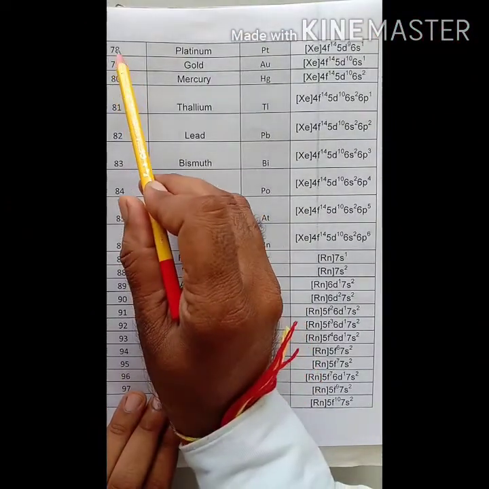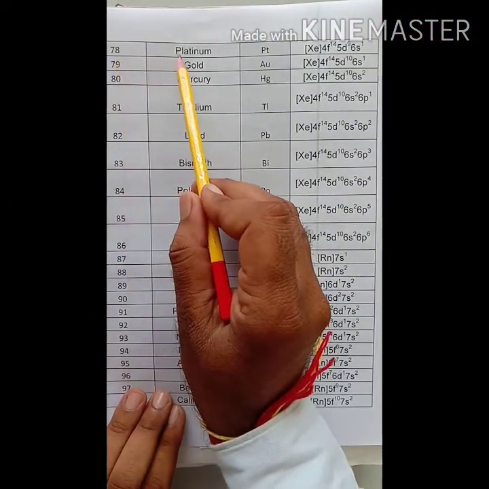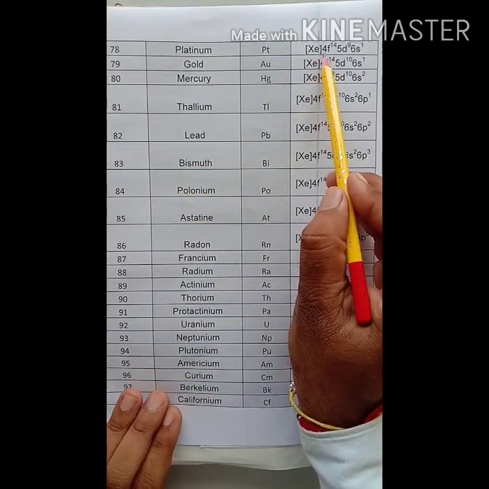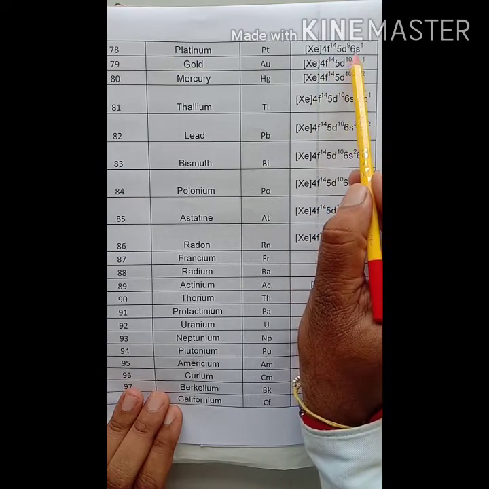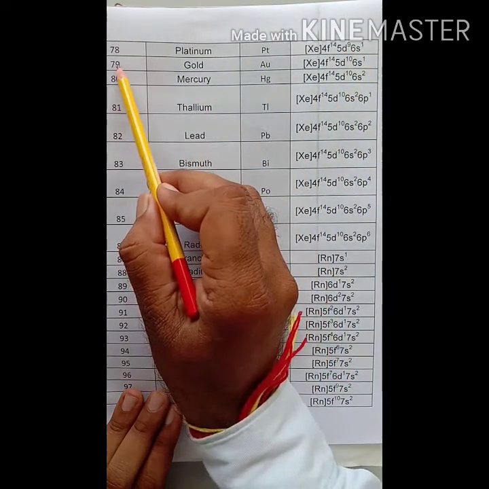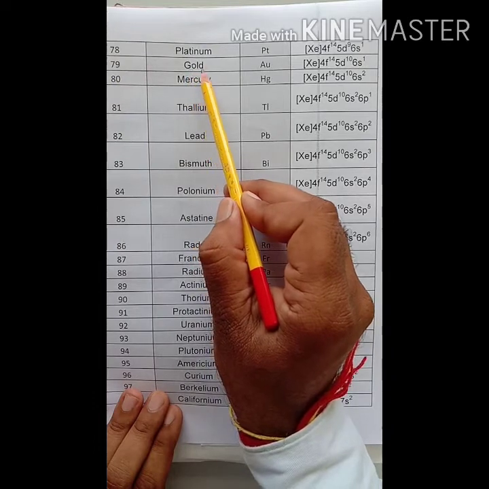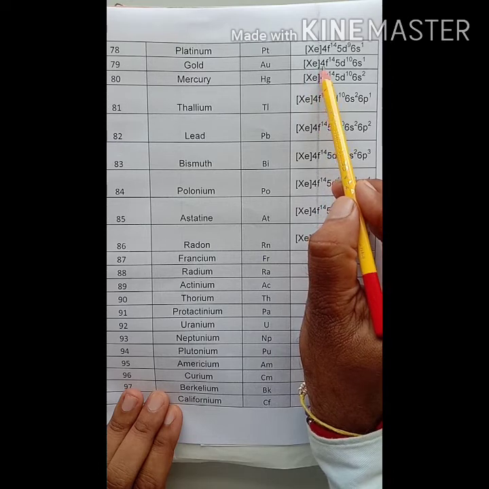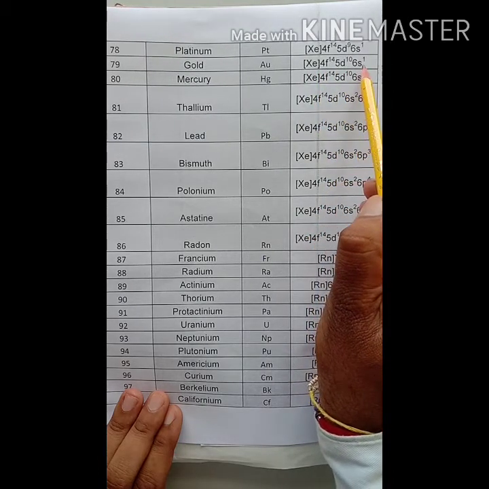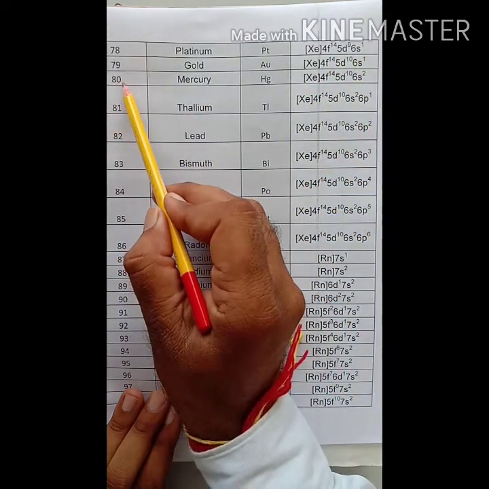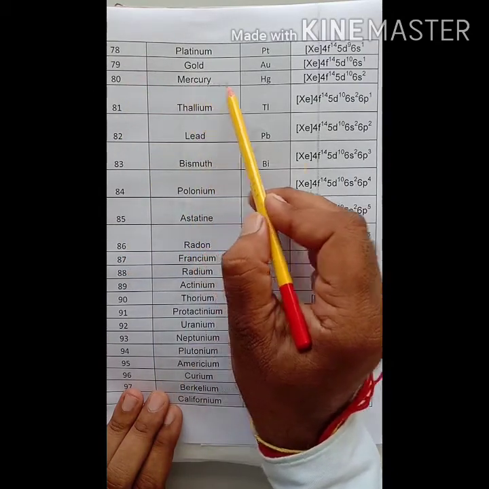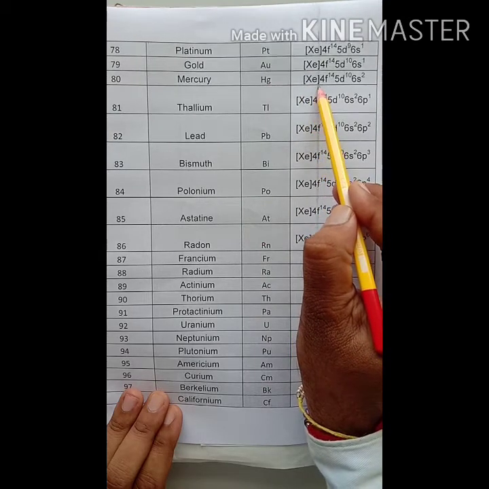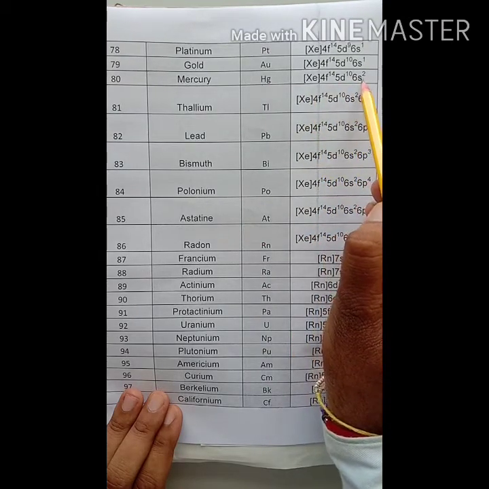The next atomic number is 78. Name of element is platinum. Symbol is Pt. Electronic configuration is Xe 4f14 5d9 6s1. The next atomic number is 79. Name of element is gold. Symbol is Au. Electronic configuration is Xe 4f14 5d10 6s1. The next atomic number is 80. Name of element is mercury, symbol is Hg. The electronic configuration is Xe, 4f14, 5d10, 6s2.